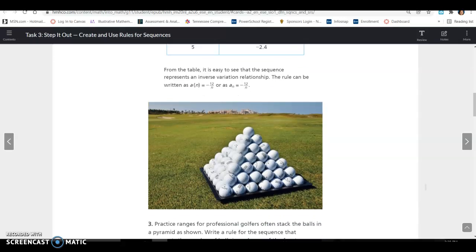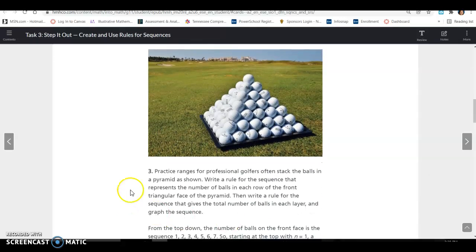All right, so it says the practice ranges of professional golfers often stack the balls in a pyramid as shown. Write a rule for the sequence that represents the number of balls in each row of the front triangle face of the pyramid. Then write a rule for the sequence that gives the total number of balls in each layer and graph the sequence. If you look at this here, you can see that on top there's 1, and then there's 2 by 2, so there should be 4 in the second row. And then there's 3 by 3, so that's 9. And then there's 4 by 4, which is 16.